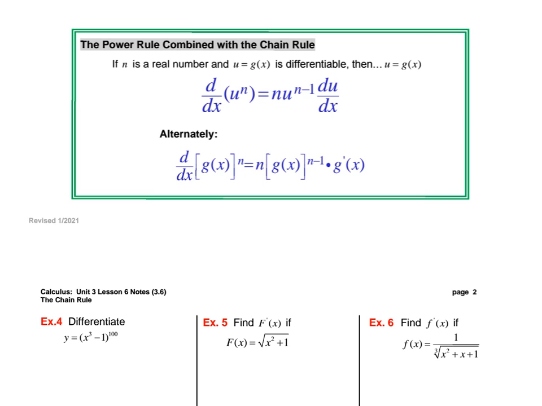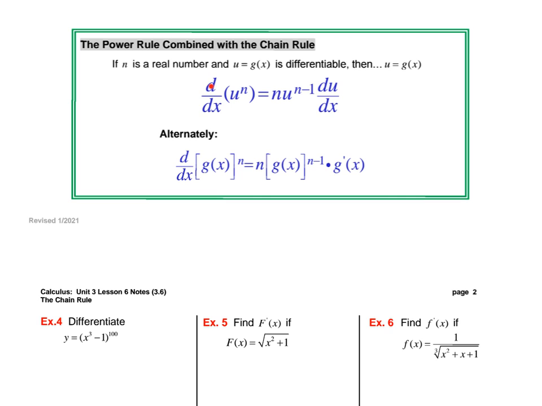Hi gang, let's continue on with our chain rule. Now we're going to do the power rule combined with the chain rule. So it says here, if n is a real number, n is our exponent that we have here. If n is a real number and u is equal to g of x is differentiable, then u equals g of x.